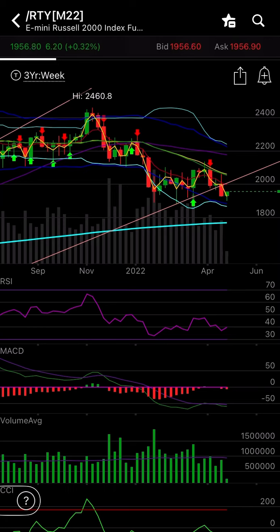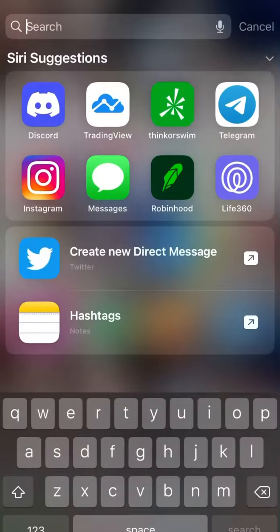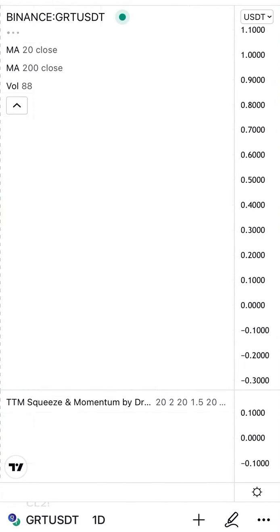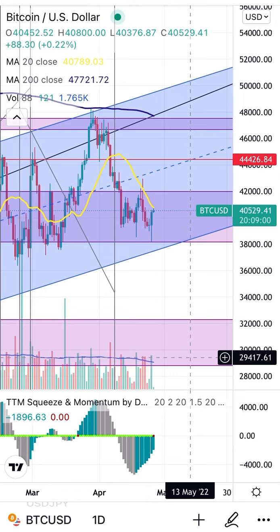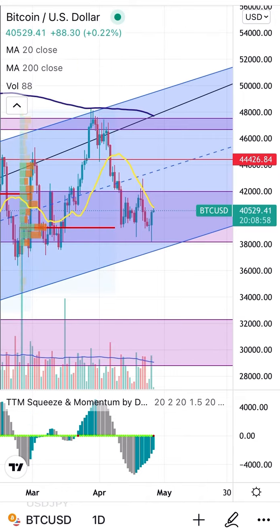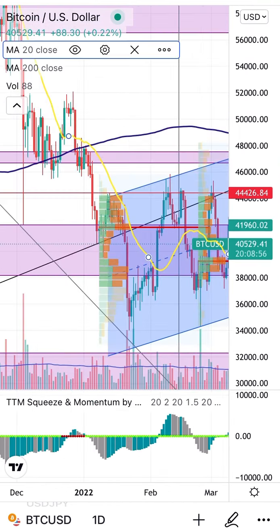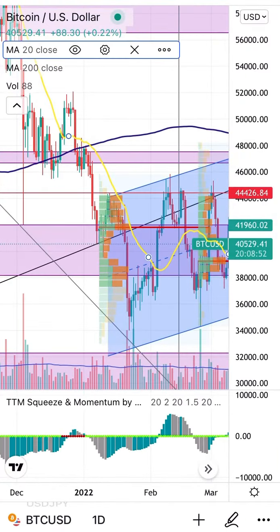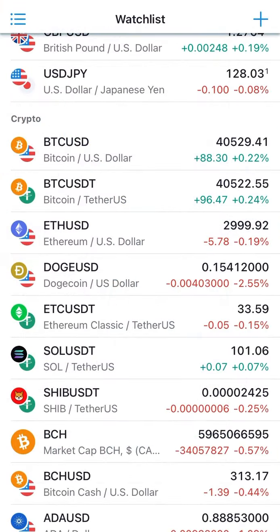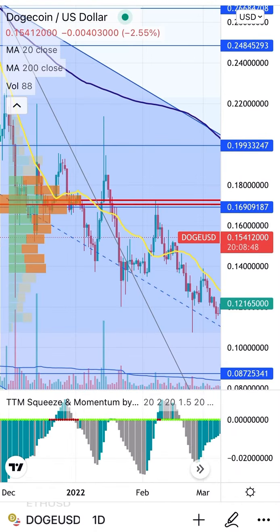But at the same time, I do try to keep it simple, right? Simple to me, but you have to factor many different things into the equation, okay? Let's take a look at TradingView. So there was a couple of setups I wanted to take a look at. Bitcoin, Facebook. Okay, so actually, let's take a look at Doge real quick.